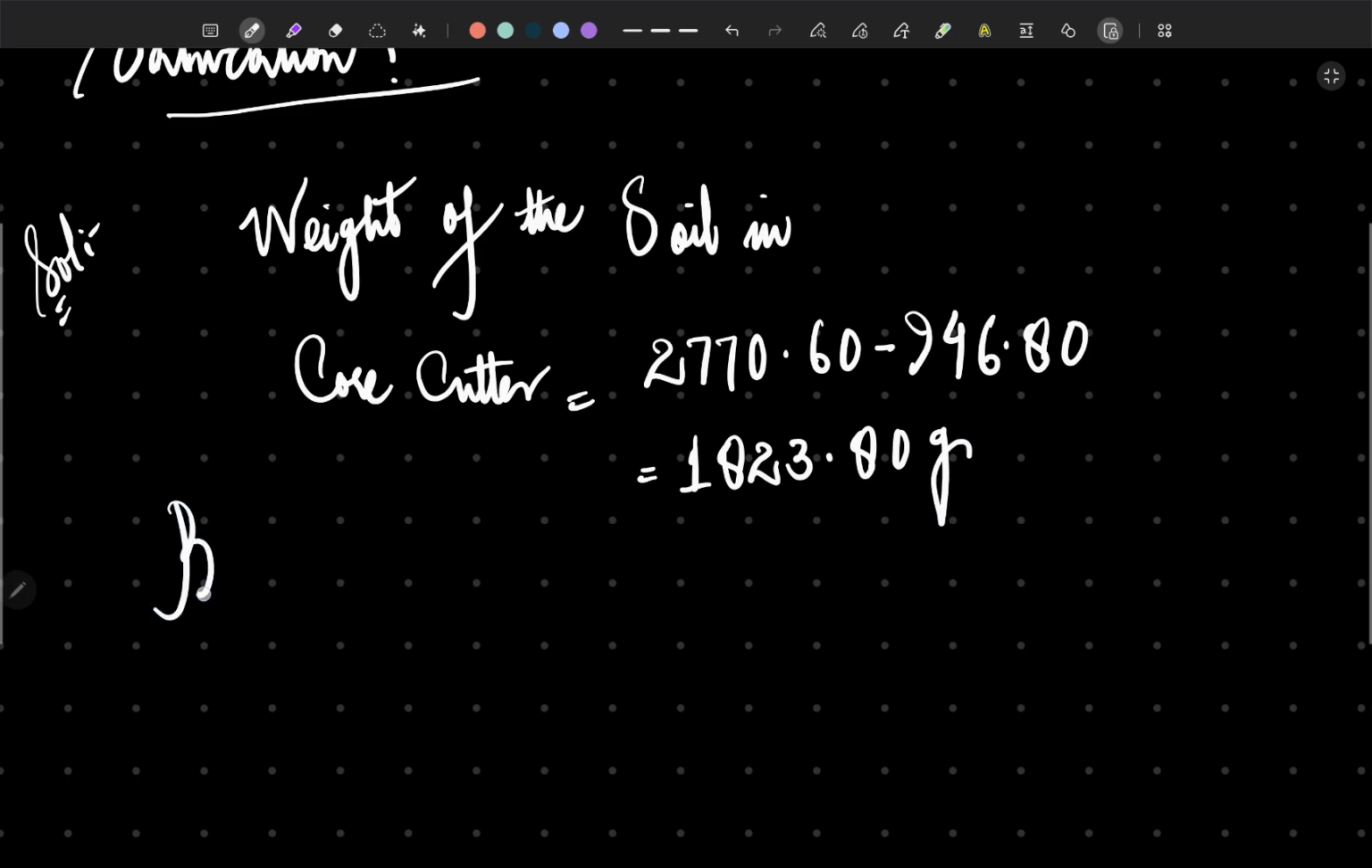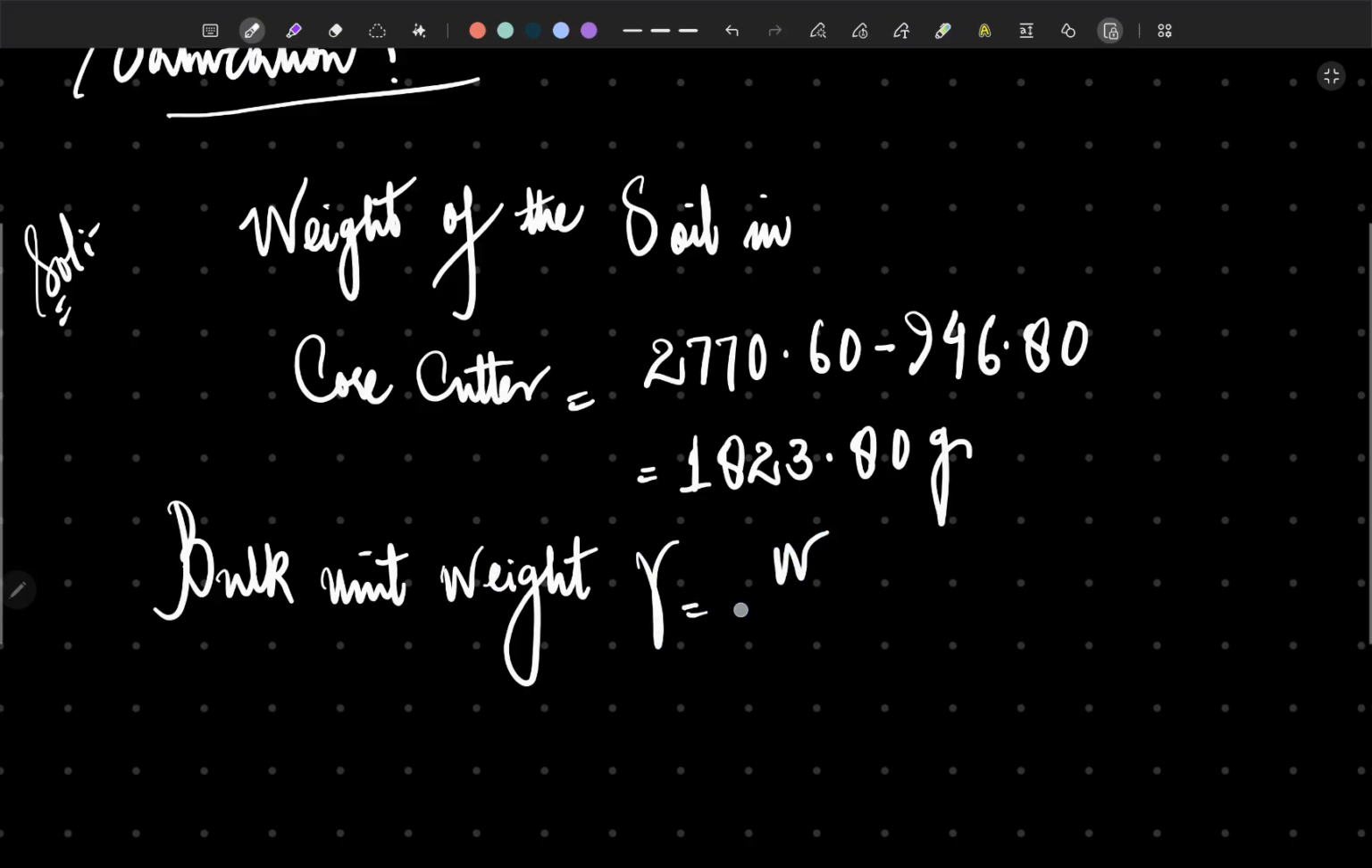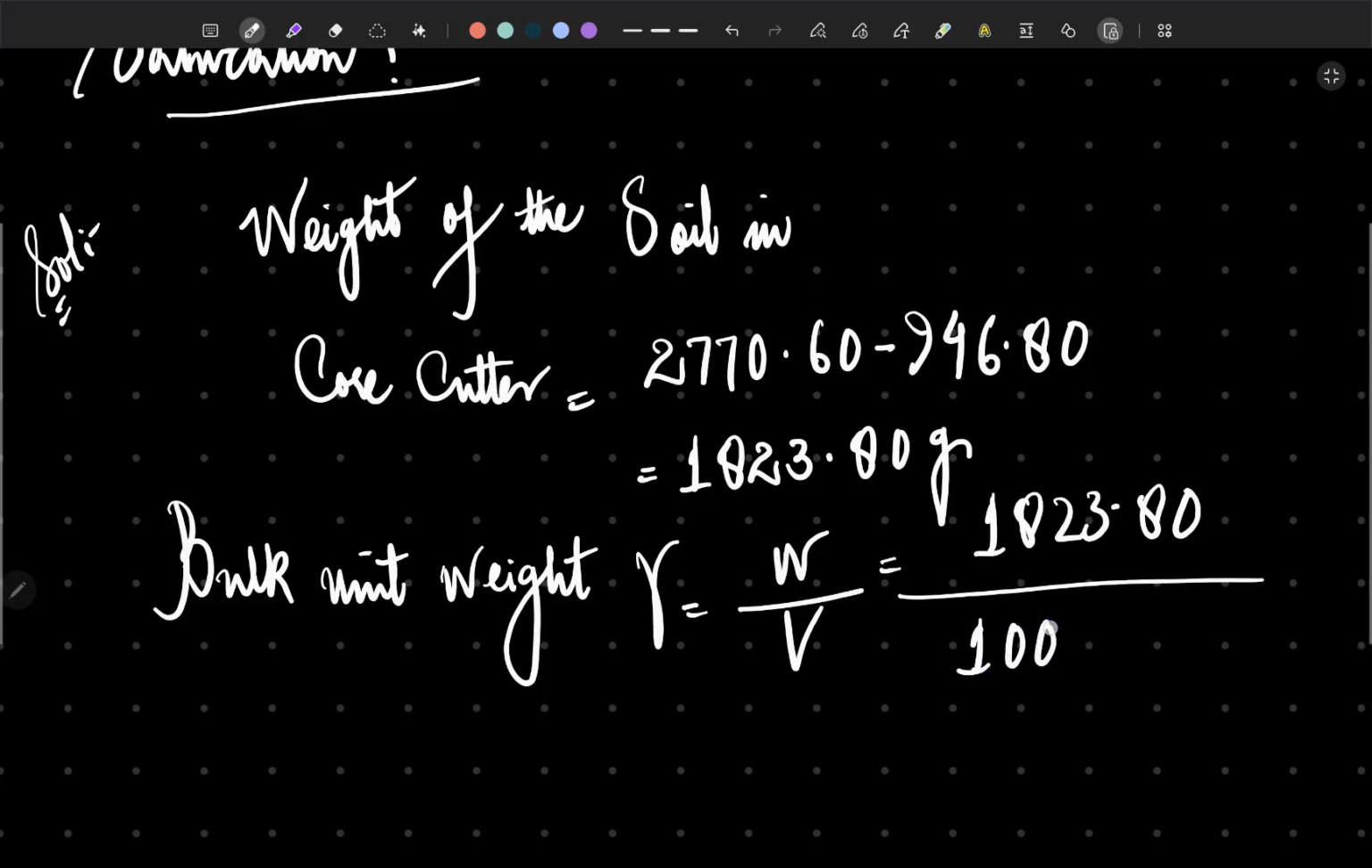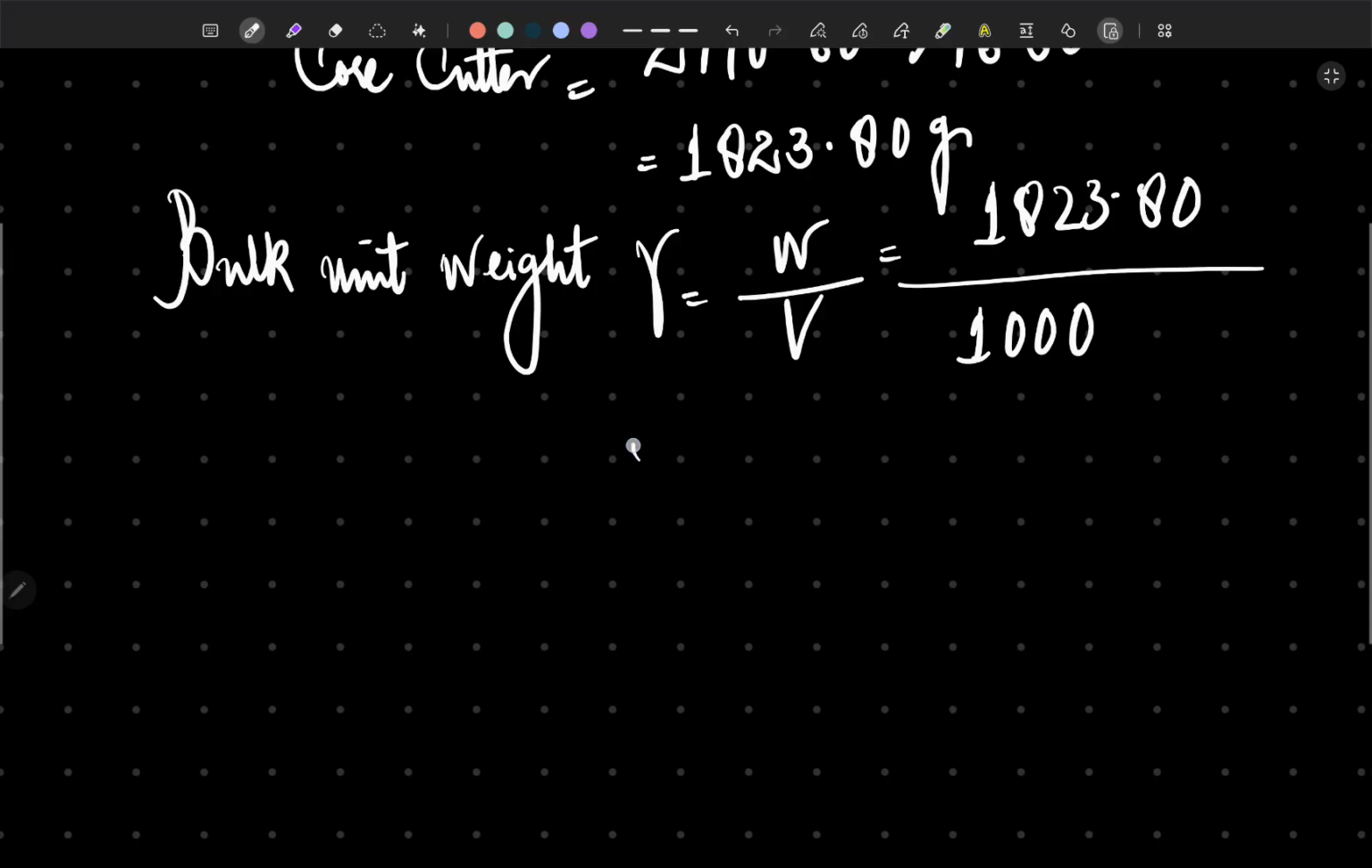Bulk unit weight, how much? Bulk unit weight is weight per unit volume. Weight of the soil is 1823.80 and volume is 1000, because a 1000 cc core cutter was used. So the bulk unit weight comes to 1.823 grams per cc.